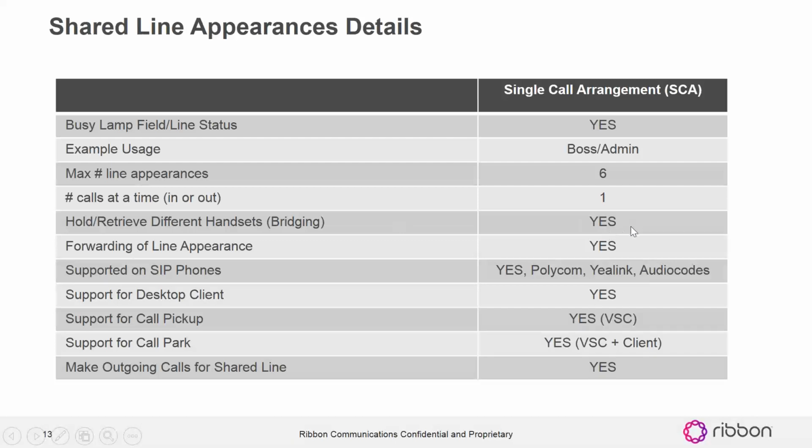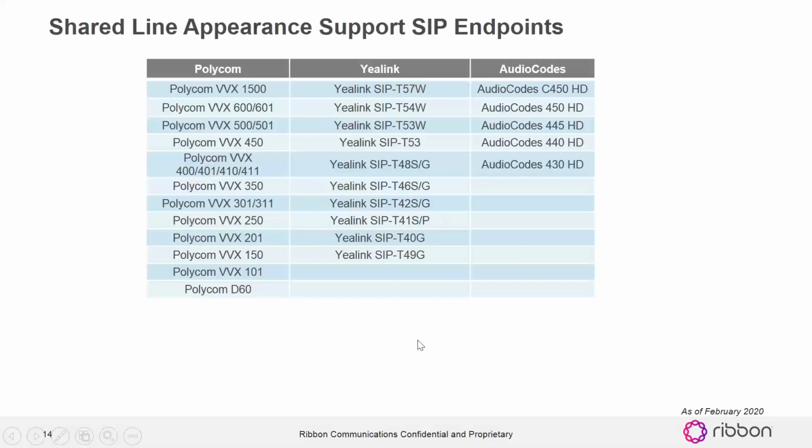It does support bridging, so that if I am on it and I put it on hold, then he can pick it up. And so there's that functionality. You can forward for it. Well, actually, you can do some of the other star codes and park calls and all that kind of stuff too. And let's look at the different phone models.